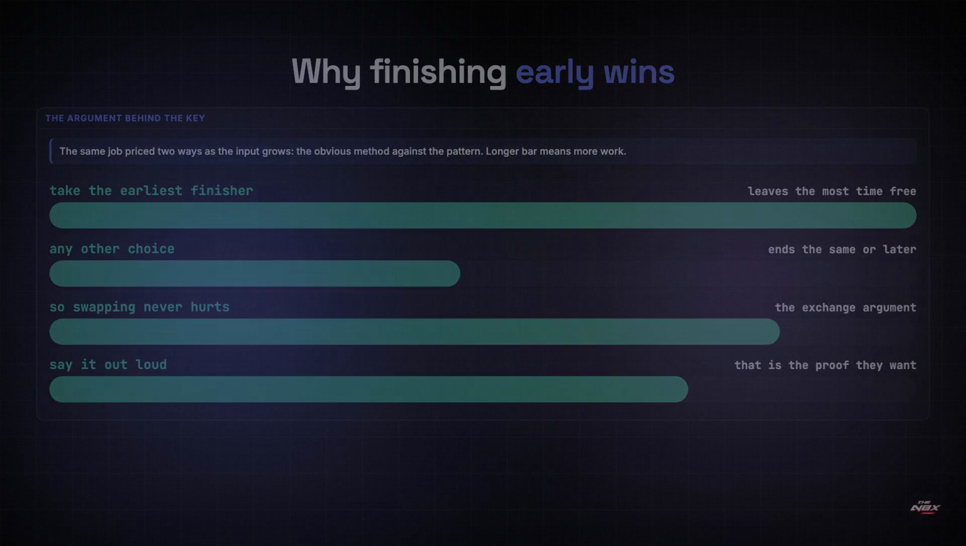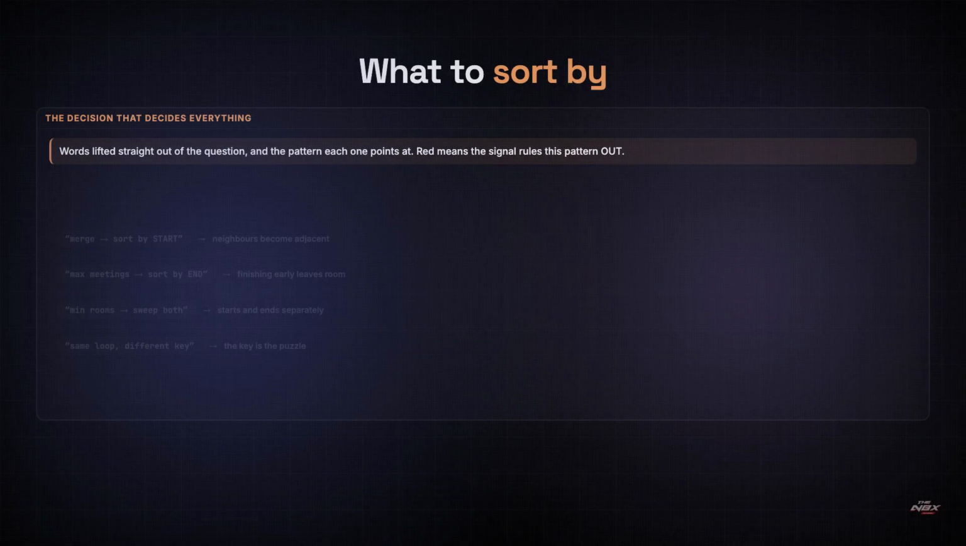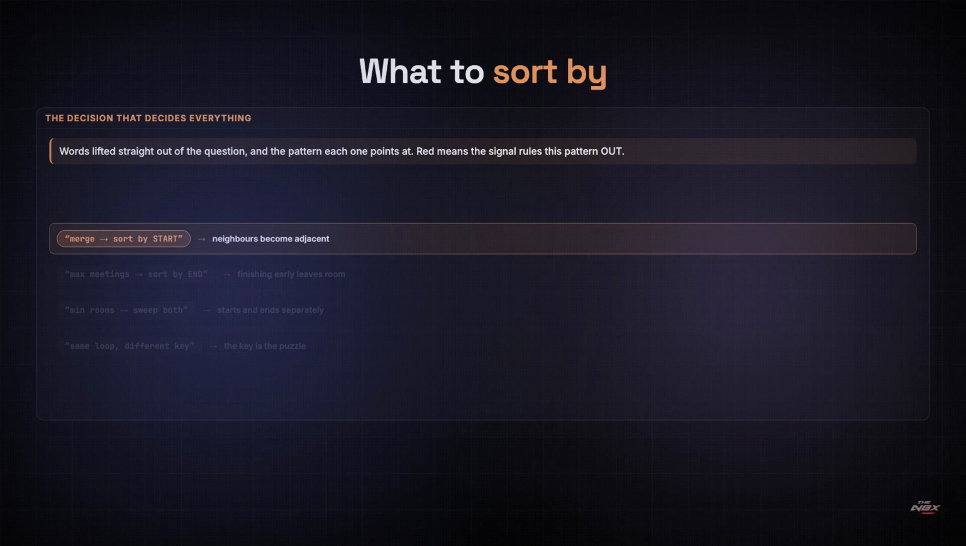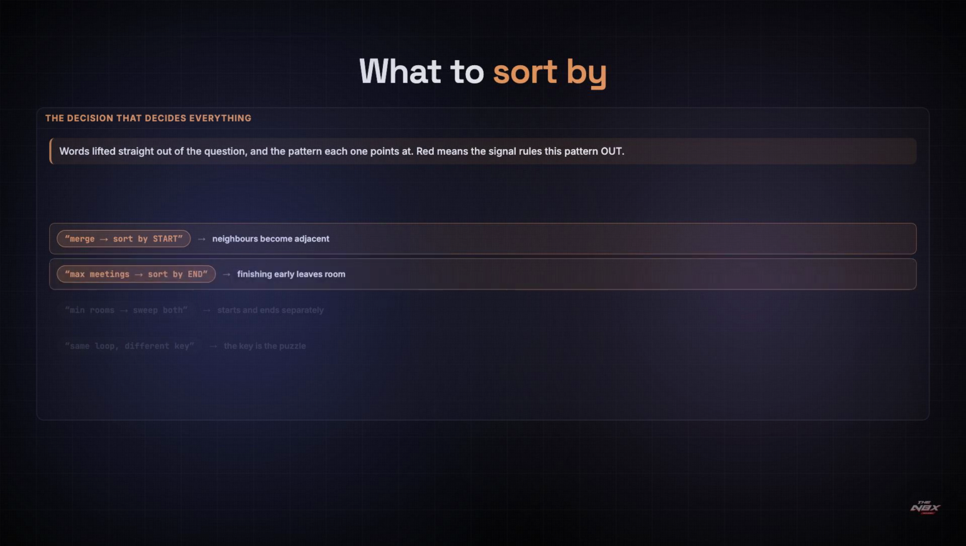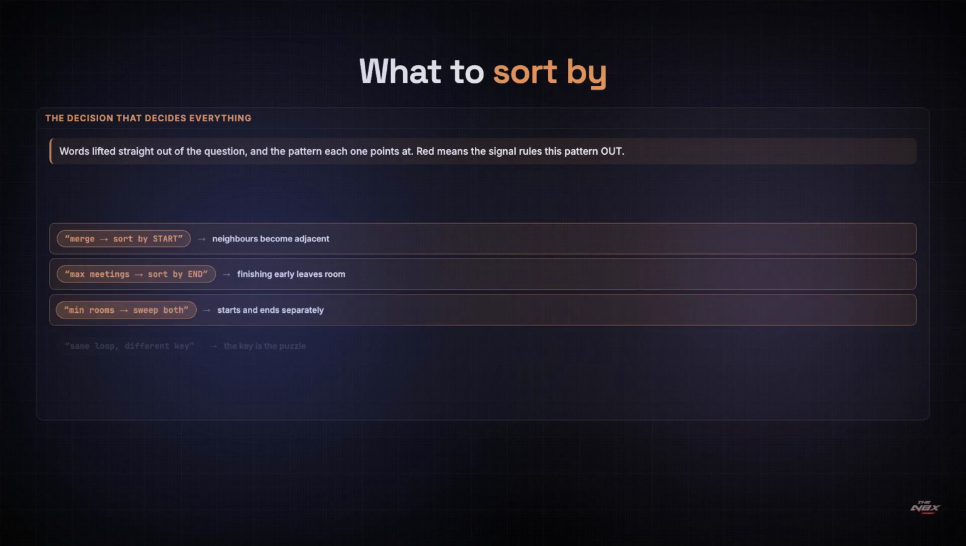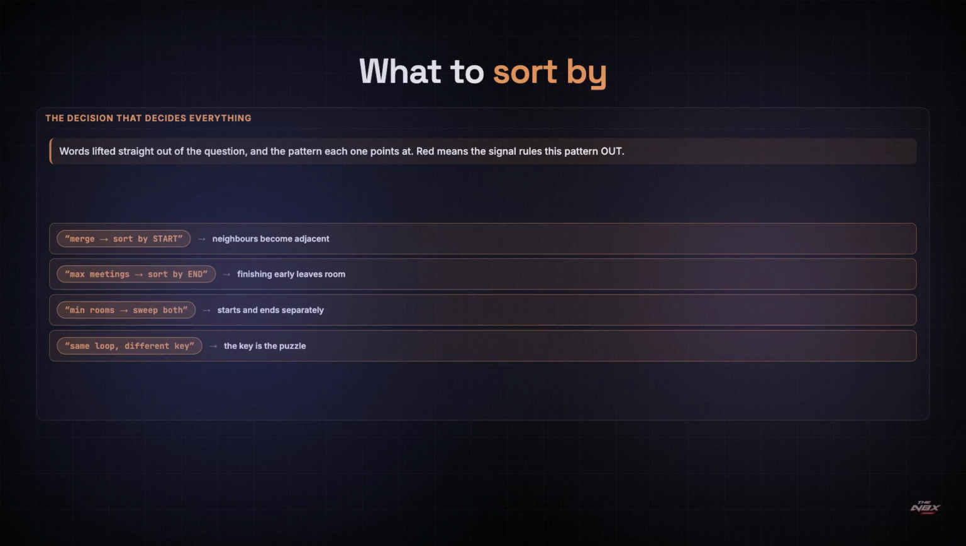Say that sentence out loud in an interview, and you have proved your greedy choice is safe. Here's the part that actually separates people, and it isn't the loop. Merging intervals? Sort by start time, because you want neighbors to be adjacent. Picking the most non-overlapping meetings? Sort by end time, because finishing early leaves the most room for everything after it. Minimum rooms needed? Sort the starts and ends separately, and sweep through them. Same loop shape every time, and the sort key is what changes.